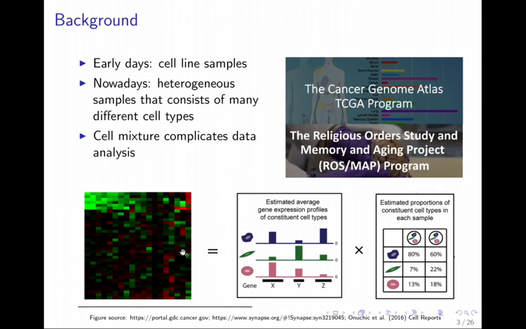So take the gene expression data as an example. There are two quantities we're usually interested in learning from the sequencing of a high-throughput sample. The first quantity is the average gene expression profile of different cell types from the sample. The second quantity is the estimated proportion of different cell types across all the samples. And the second object is the topic that we're interested in learning in our current project. We also call it cell composition.